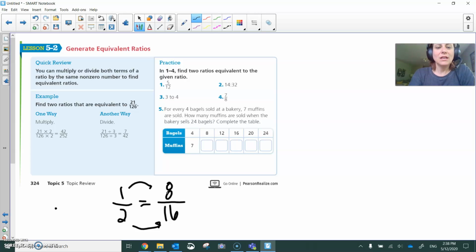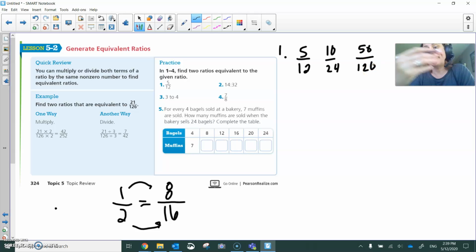Okay, so here we go. There's lots of answers that will work for this. For example, in number 1, which is 5/12, you could say that 5/12 is equivalent to 10/24 because I multiplied both things by 2. Or you could say it's equivalent to 50/120 because I multiplied them both by 10. You could multiply them both by 1.5 or anything you wanted to. You could divide them both by anything you wanted to as long as you were consistent.